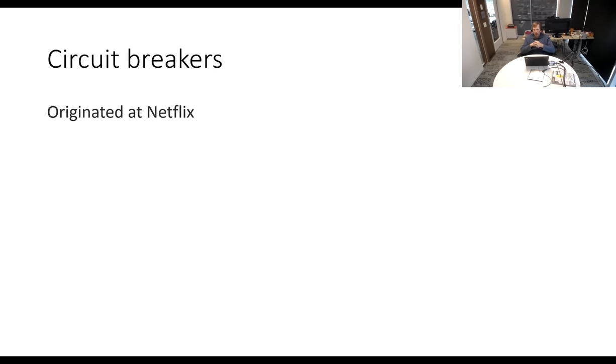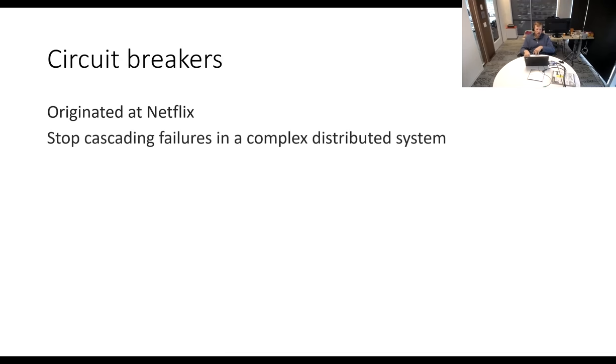So there's a pattern called circuit breakers, which was originally developed at Netflix and is now in relatively wide use in the industry, certainly in mission critical services, that is designed to stop cascading failures in a distributed system. It's to basically isolate failure and make sure that failure in one thing doesn't lead to failure in lots of other things.